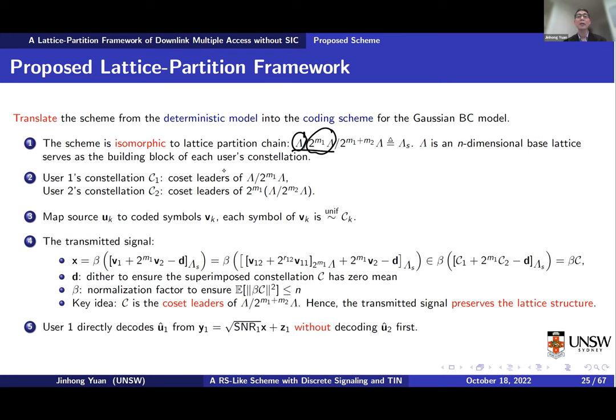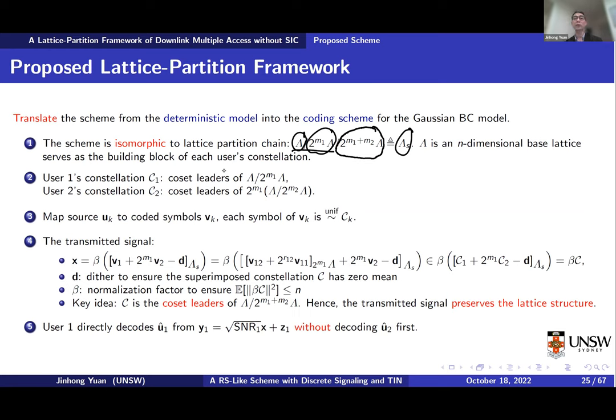Going further, we also need to carry M2 messages for user two. That means we further partition this first coarse lattice to the second level of coarse lattice, that is 2^(M1+M2) Λ. So at the end of the day, we define this Λ_S. That is still a lattice. In total, you carry M1 plus M2 bits for your broadcasting channel at the base station. But user one is able to decode M1 messages. That's your first level of lattice partition.